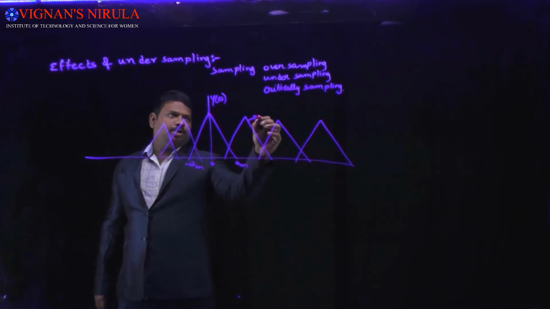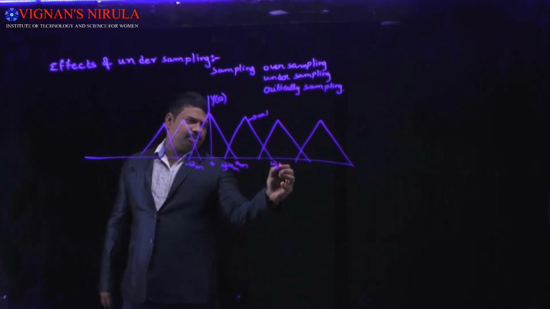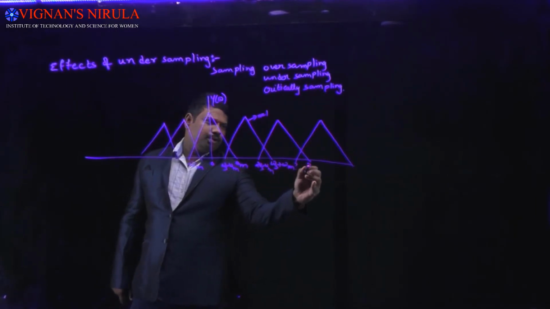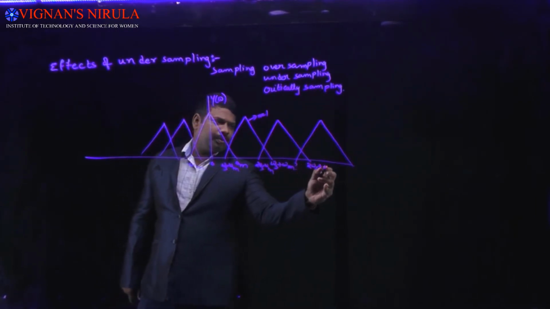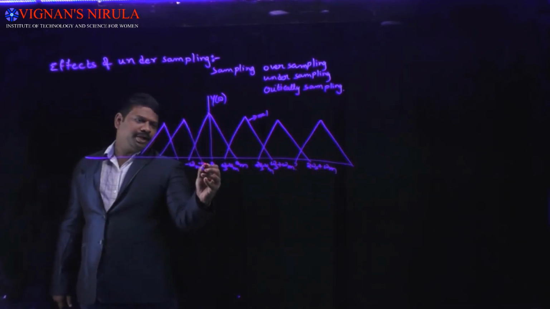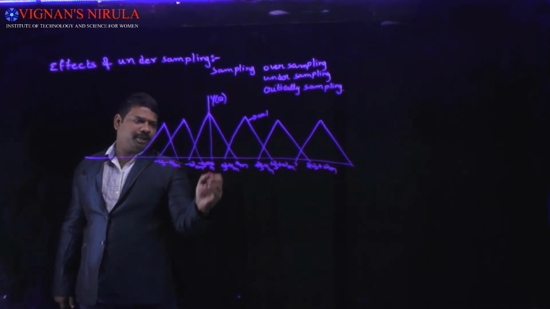For n equal to 1, the spectrum will be omega s minus omega m. This has omega s plus omega m. And this has 2 omega s minus omega m. This has 2 omega s plus omega m. In the negative side, this has minus omega s minus omega m, and this has plus omega s.